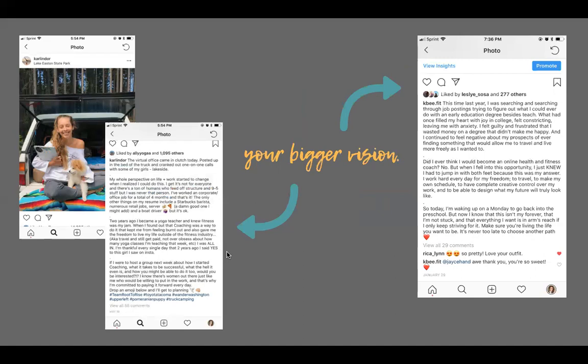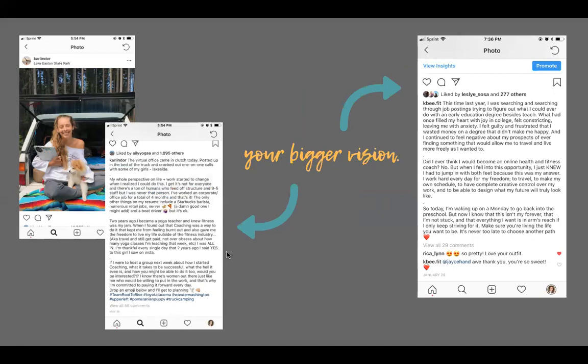When I found out that coaching was a way to do it, that kept me from feeling burnt out and also gave me the freedom to live my life outside of the fitness industry, aka travel and still get paid, not over obsess about how many yoga classes I'm teaching that week, etc. I was all in. I'm thankful every single day that 2 years ago I said yes to this girl I saw on Insta.